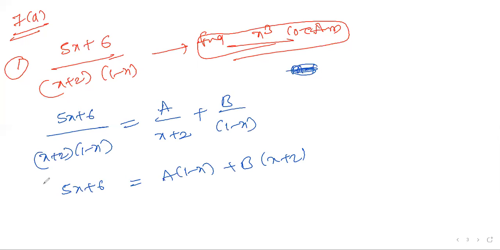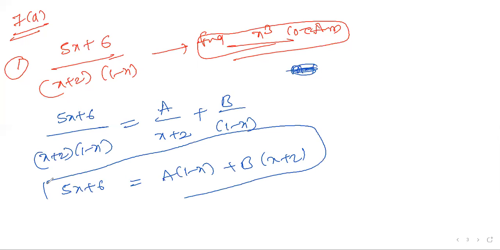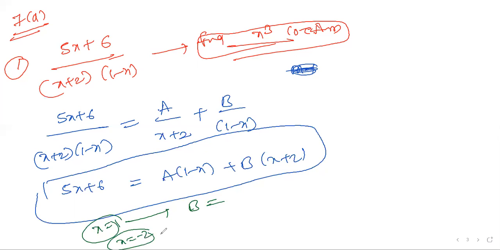Next, to get the a value and b value, what do you have to do? Please tell me the answer. What is the logic we need to follow? X is equal to 1, you'll get the value of b. Next, x is equal to minus 2, substitute in the above equation, you'll get the value of a. What's the value of a? What's the value of b? The value of a is minus 4 by 3. The value of b is 11 by 3. If you work it out, you'll get these answers.